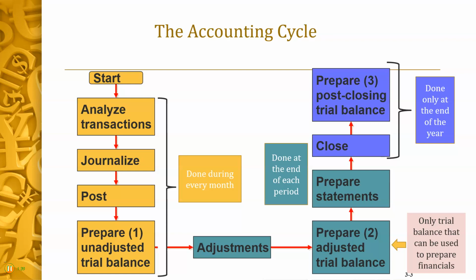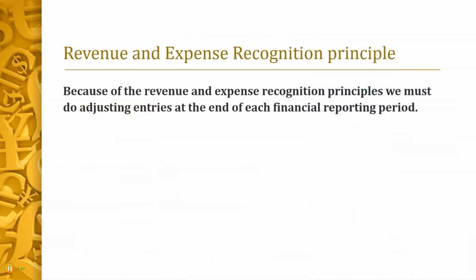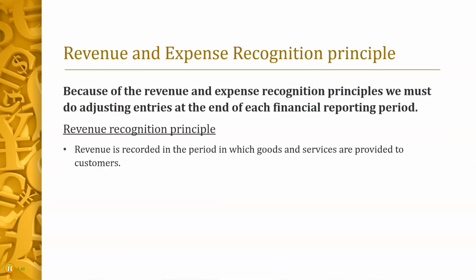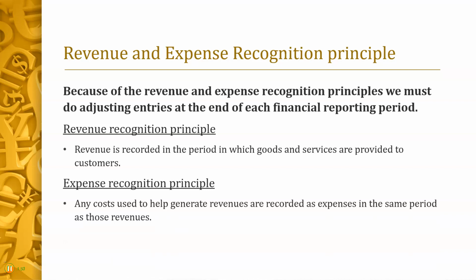Now, why do we have to do adjusting entries? Well, because we have the revenue and expense recognition principle. Revenue recognition says we have to record it when it's earned, which means the cash is not pertinent. Any costs used to help generate the revenue are recorded as expenses in the time period of the revenue.